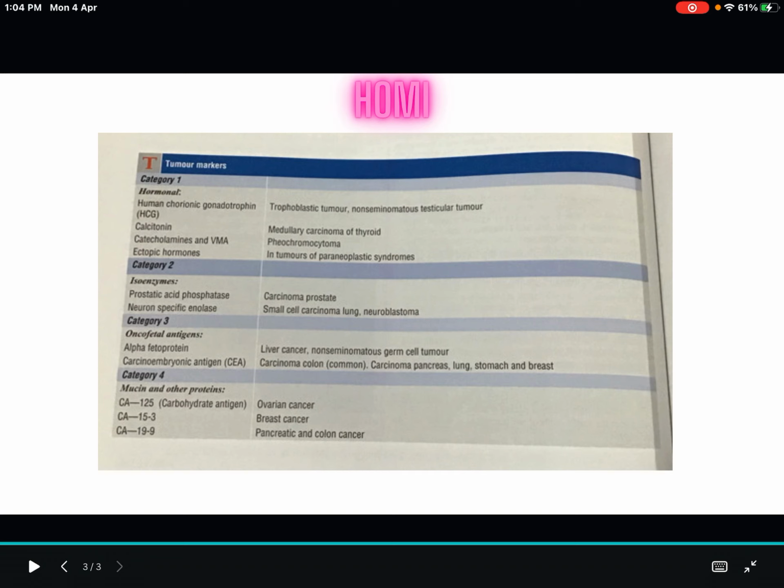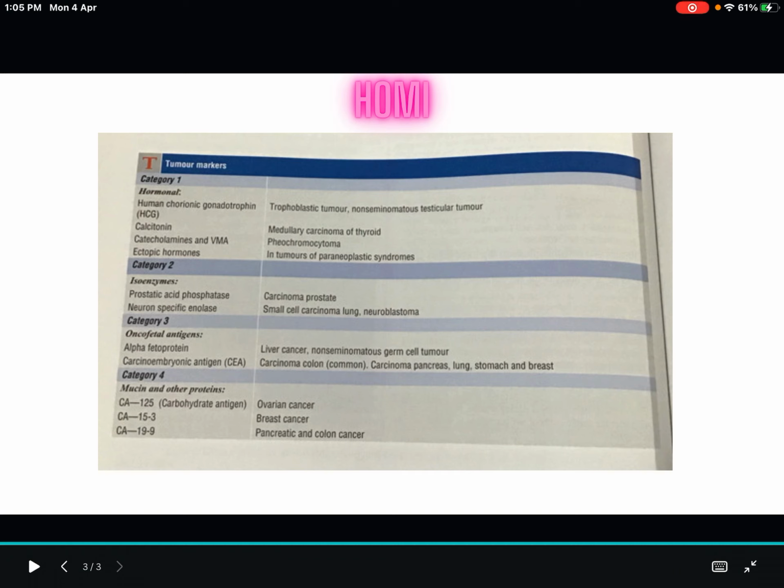Coming to the second category, O, oncofetal antigens. That we know from our second year itself: alpha fetoprotein and carcinoembryonic antigen. Alpha fetoprotein will be seen in liver cancer, non-seminomatous germ cell tumor, etc. And carcinoembryonic antigen is seen in carcinoma colon, carcinoma pancreas, lung, stomach, breast, etc.